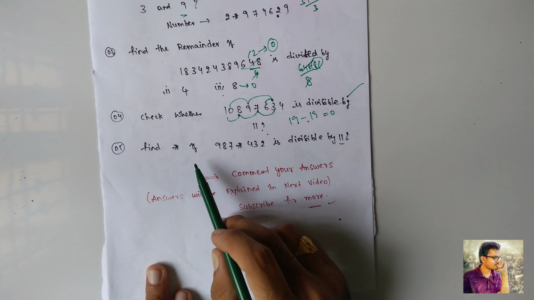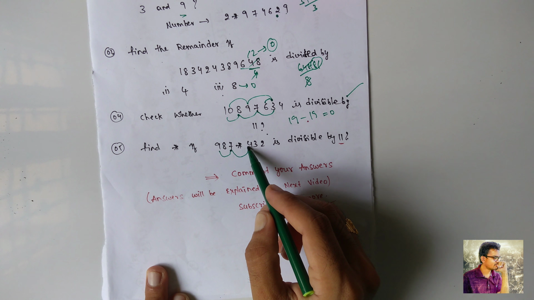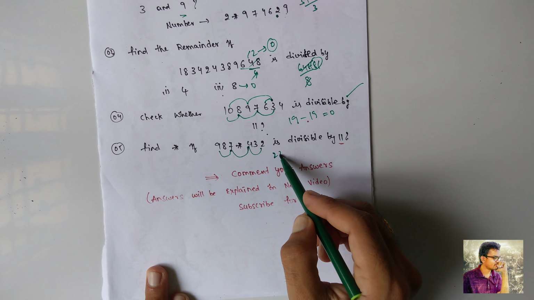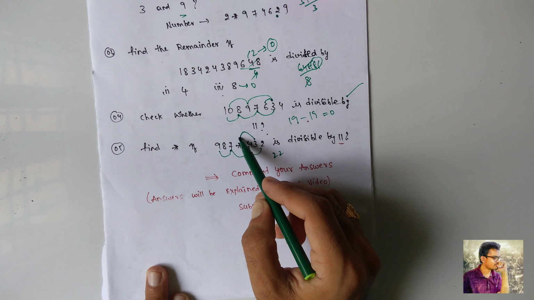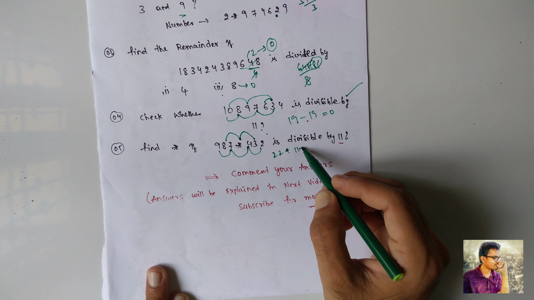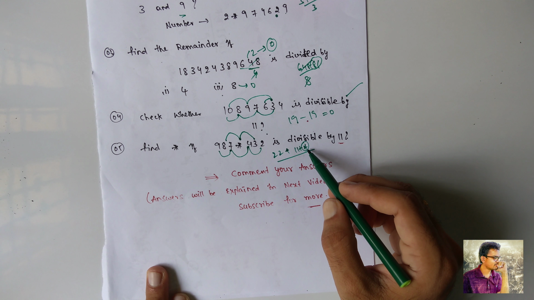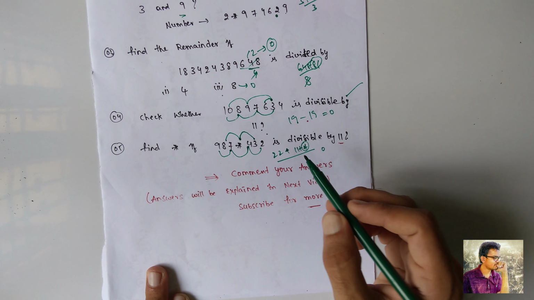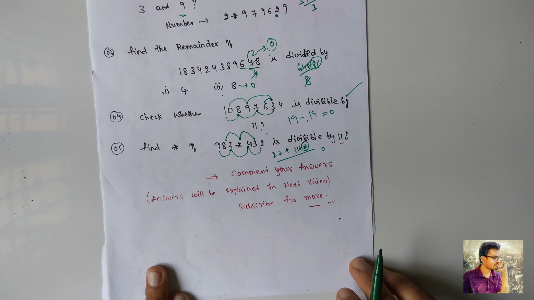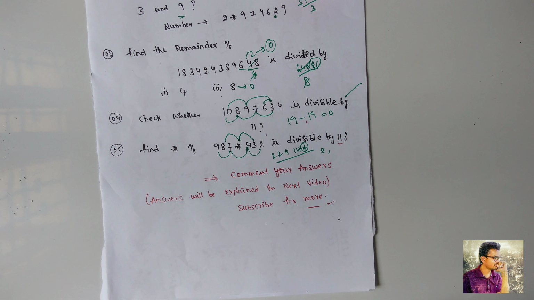And the last question's answer is 9 plus 7 is 16, 16 plus 4 is 20, 22, and this is 3 plus star plus 8, 8 plus 3, 11 plus star. So if the number should be divisible by 11, then the star should be 0. If it is 0, 22 minus 11 is 11, and that is divisible by 11. So the value of star can be 0, and similarly you can check other values. So these are the answers for the previously asked questions.